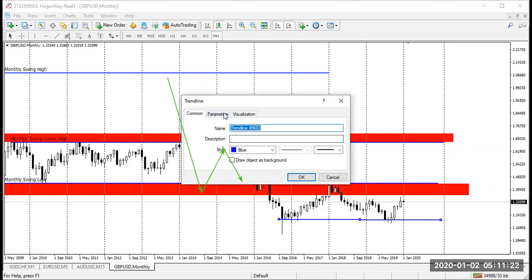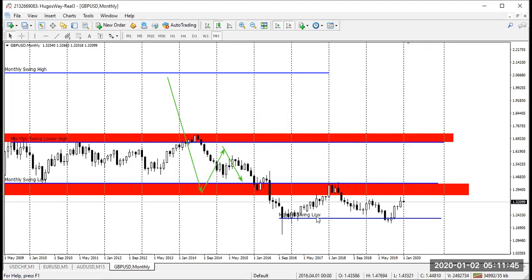So I'm going to take that, go in here to my properties. I know I'm at 1.224. I'm going to highlight that copy, make sure I have a straight line, and I'm going to indicate that this is a monthly swing low. This is a monthly swing low. Okay, now I have that indicated here.